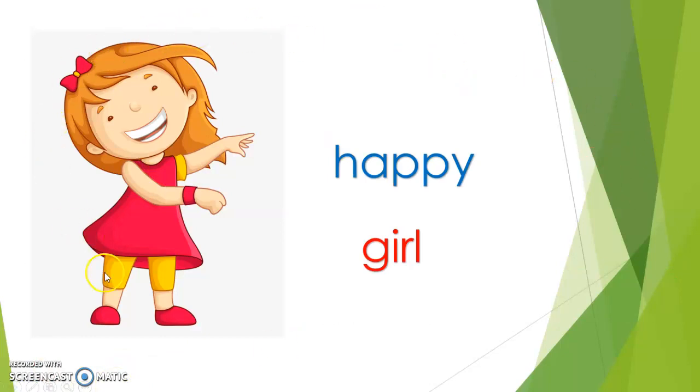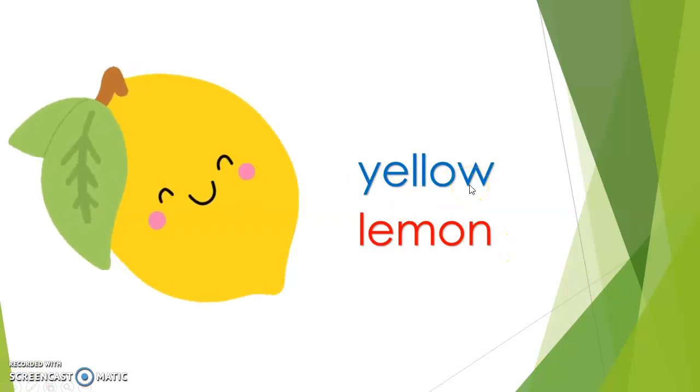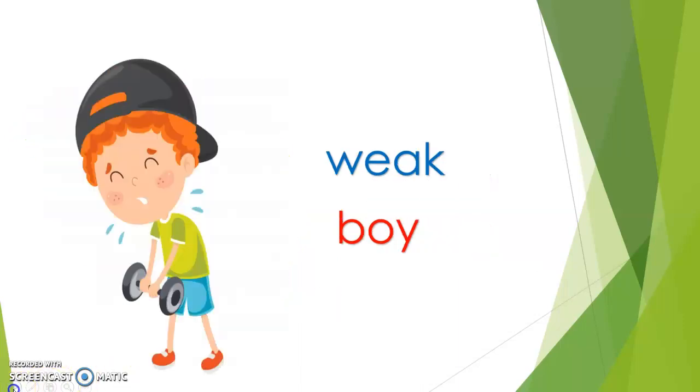So this is the first one. So you have the adjective happy and girl. So it depends on you if you are going to use noun, adjective, or adjective, noun. Number 2, yellow and then lemon. Yellow is the adjective, lemon is the noun. Next, weak and then boy. Weak is the adjective, boy is noun.